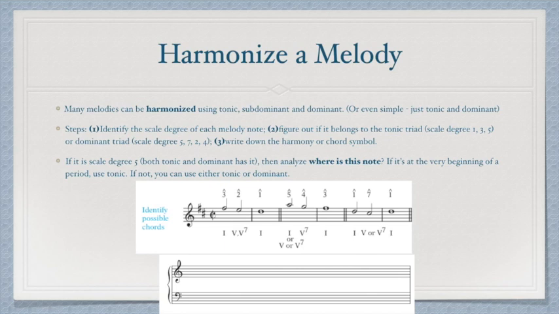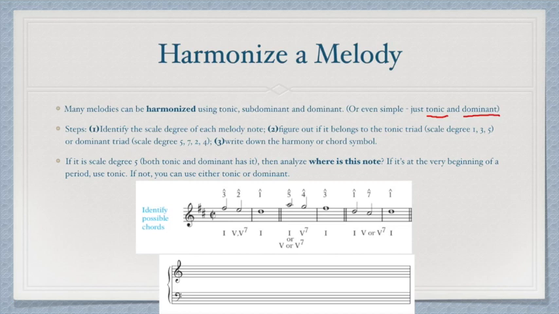In this last lesson, we're gonna learn how to harmonize a melody. Many melodies can be harmonized using tonic, subdominant, and dominant. Of course, there are a lot of very complicated harmonies, but in this class, we're just going to learn how to harmonize a melody simply by using tonic and dominant, because those two are the most basic and important harmony in terms of a key or a scale.